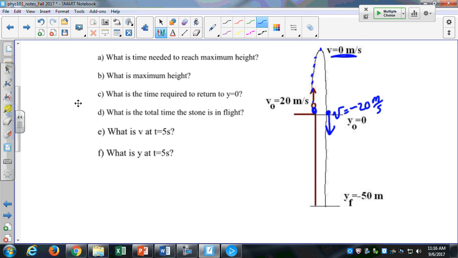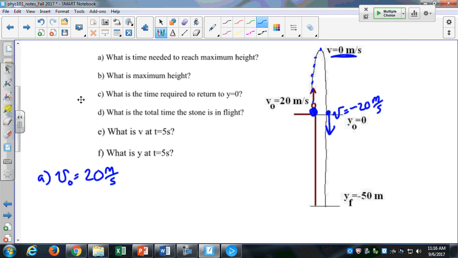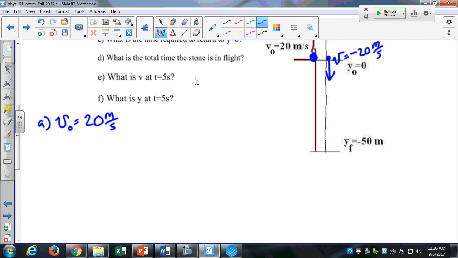What are some things that we know about this? Well, we know that the initial velocity is 20. What are some other things that we know? Just take a moment and write down the things that we know about the motion as it occurs from this point up to this point. Like, what is the final velocity? What is the acceleration? Do we know the height? Do we know the time? What do we know about this scenario? Just write down what you know and write down what you don't know. Okay, so I'll give you a second.